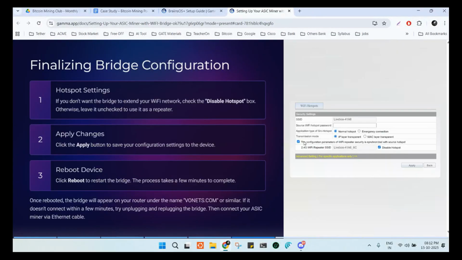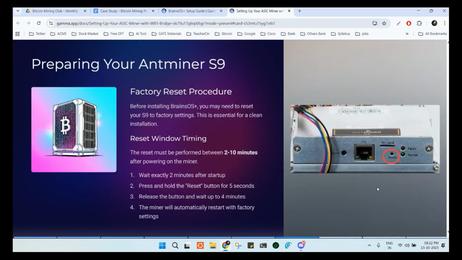This is just a basic thing. You don't need to be an engineer to do it. You can easily set up all those things, Wi-Fi hotspots and so on. And let us suppose you found this S9.